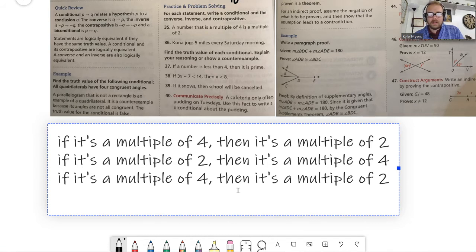Also, I just realized I copied and pasted that twice. So anyways, if it's a multiple of 4, then it's a multiple of 2. Wait, that's the original statement. I need to make that the inverse. So if it's not a multiple of 4, that's a good place to put a not.